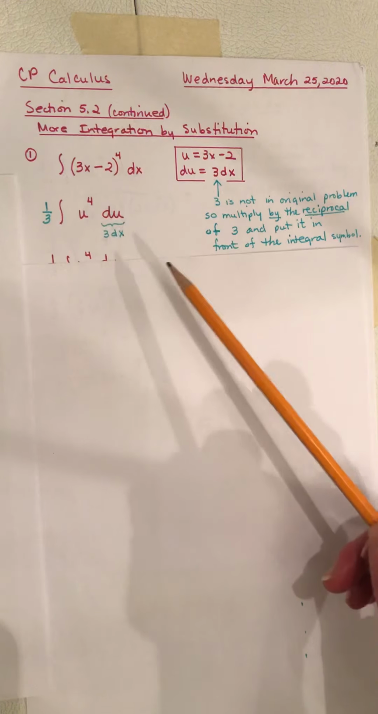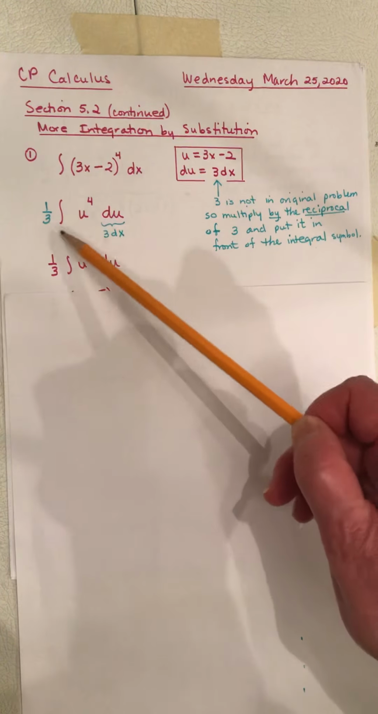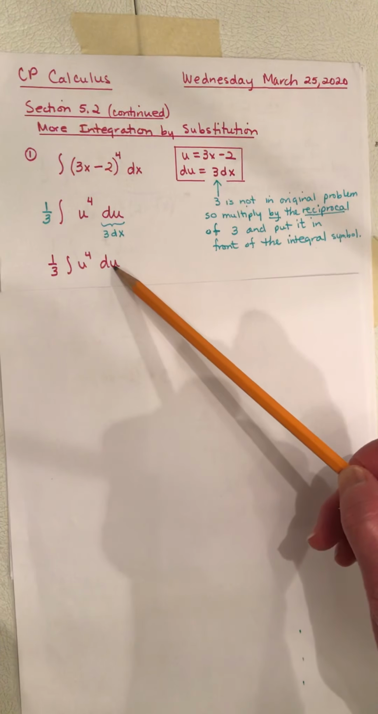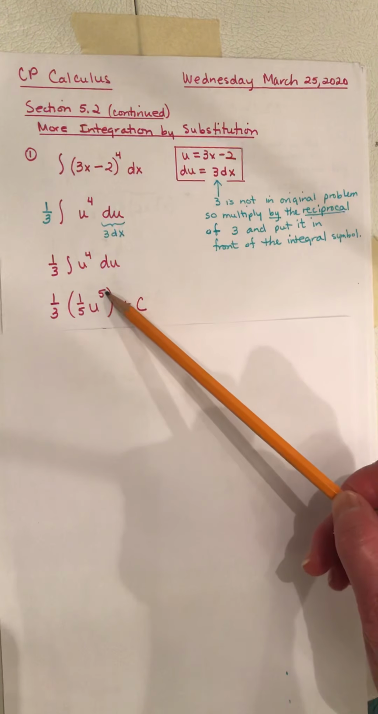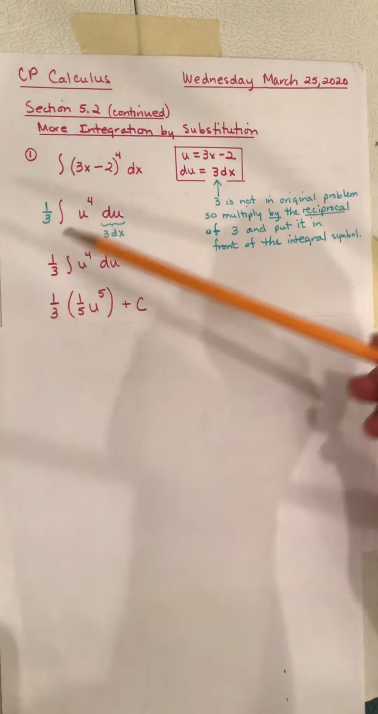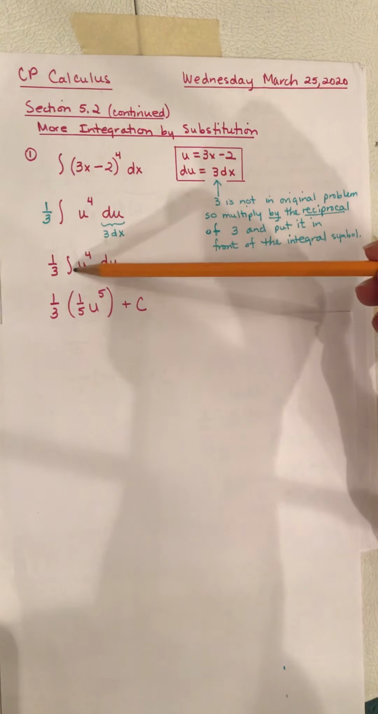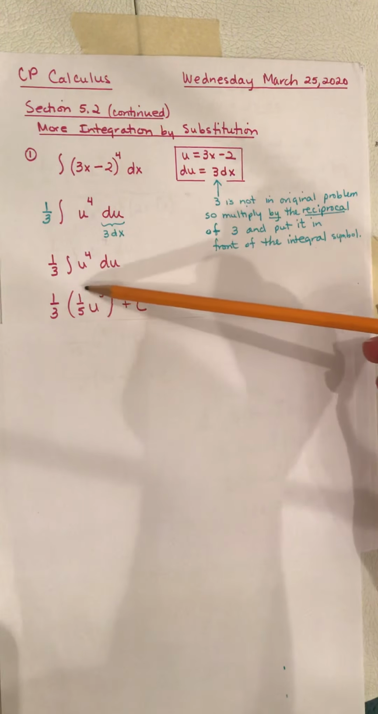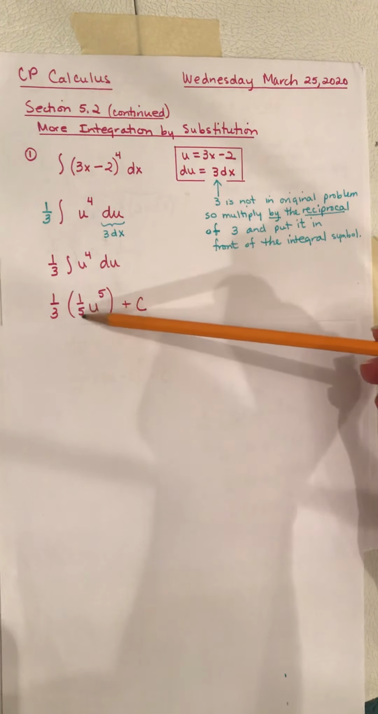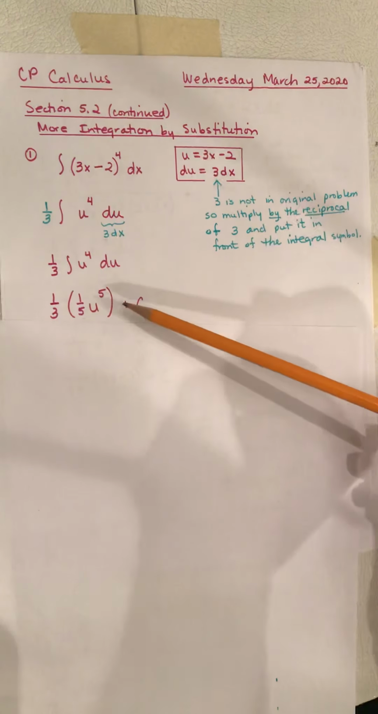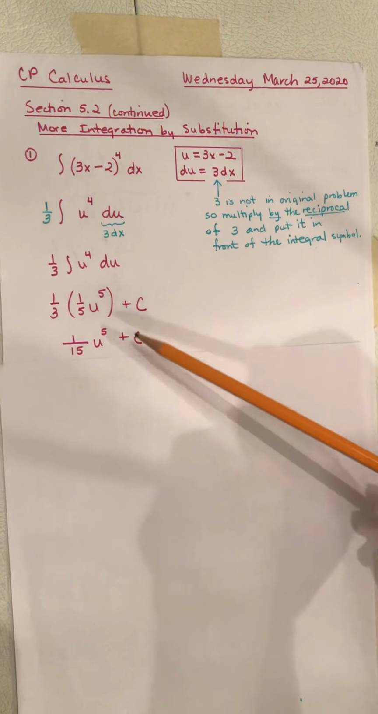All right, so now where does that bring us to? We still have the 1/3 we just put out there. We're integrating u to the fourth du, and so we add 1 to the exponent, which gives us 5. We divide the coefficient, and now we'll just consider that there's a 1 here. We'll ignore the 1/3 temporarily. So 1 divided by the new exponent gives us 1/5. And now we can take the 1/3 and multiply it by the 1/5. And of course we have our plus c. So we'll get 1/15 u to the 5th power plus c.